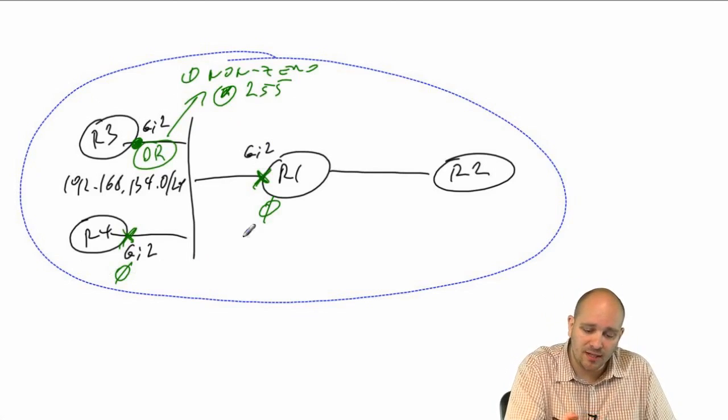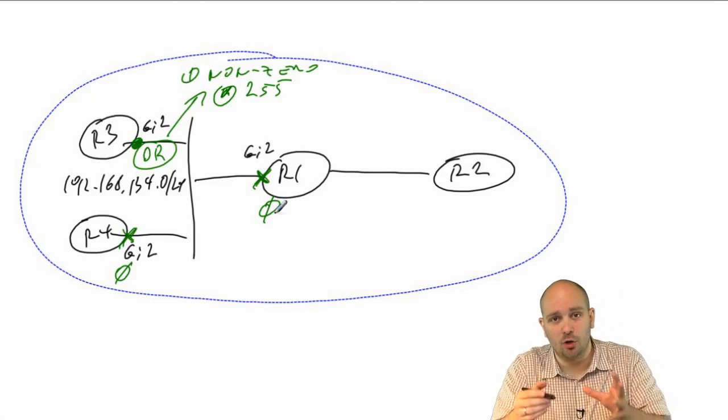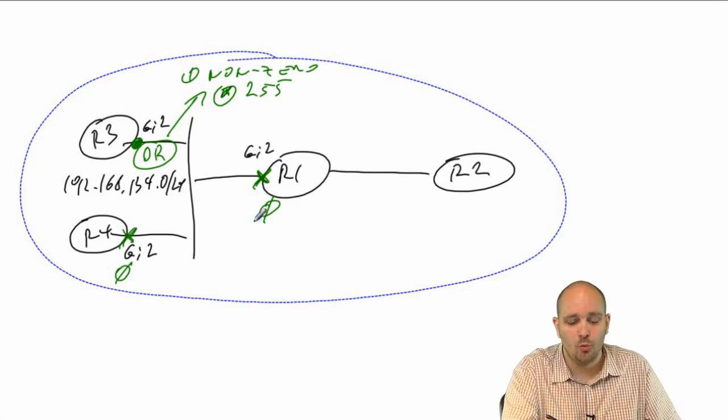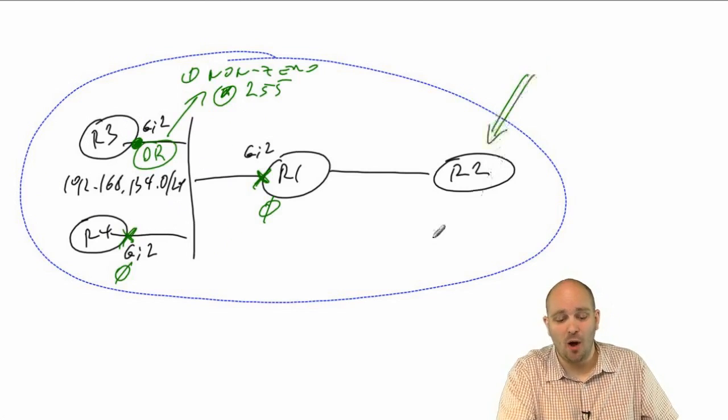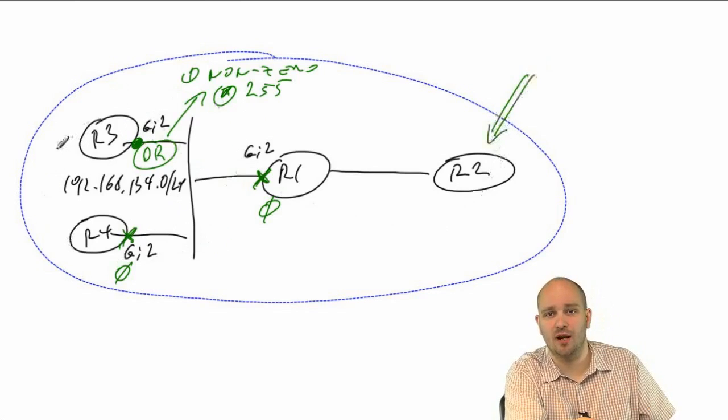So I'm going to bring this into the mix, and then we are going to see how this network here will be represented, how the adjacencies are going to be on this network here, and then we are also going to observe how R2 perceives this relationship here.